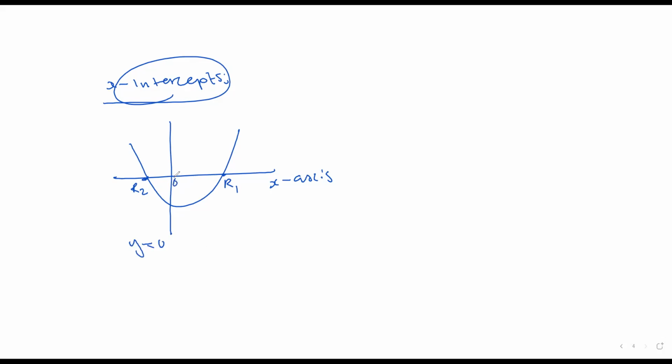Because this point will be 0, like 1, and the x-axis takes 0. If we take this one, R2 is going to be that x value and 0, because it's on the x-axis. Then y-intercept.